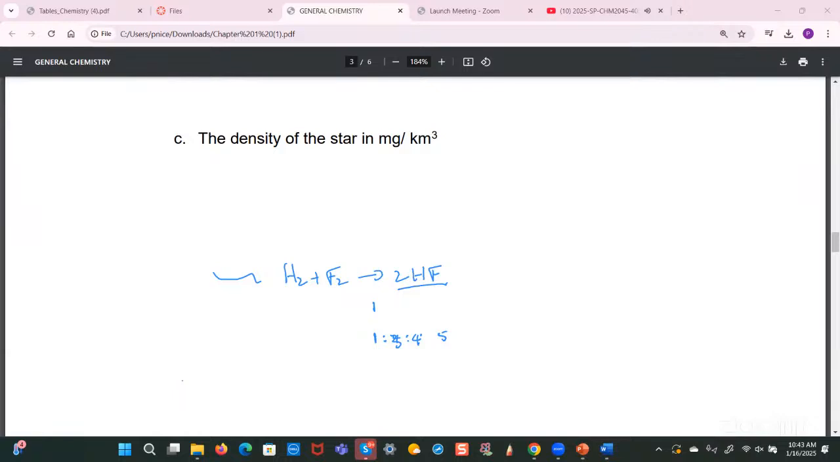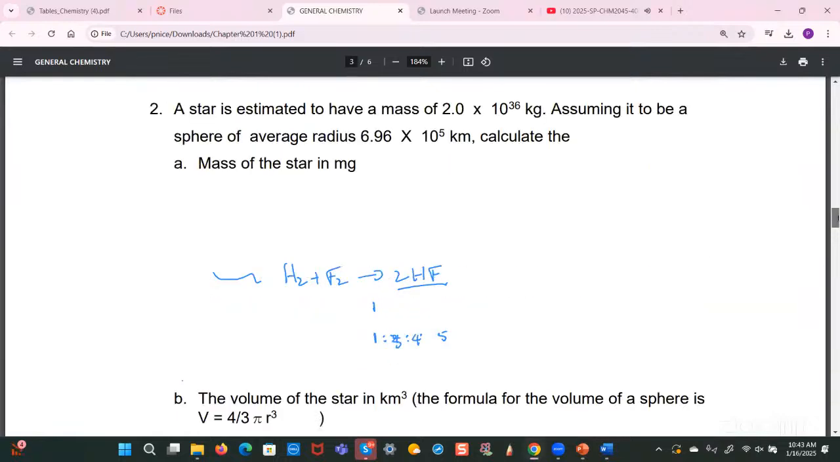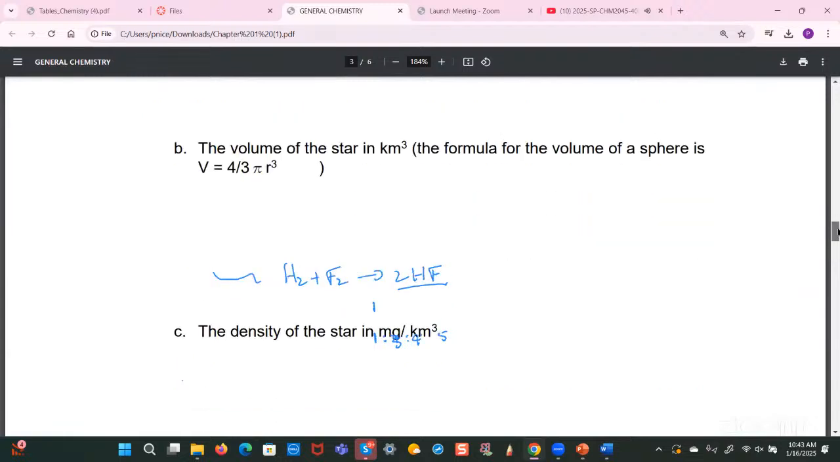Right, because in the A part, we calculated the mass of the star in kilograms. In the B part, we calculated the volume in kilometers cubed. So for the C part, you're dividing the A value by the B value. And that's it. Yeah, let's see your approach.